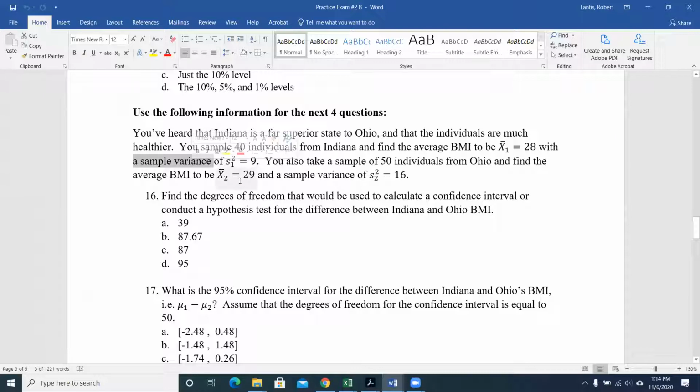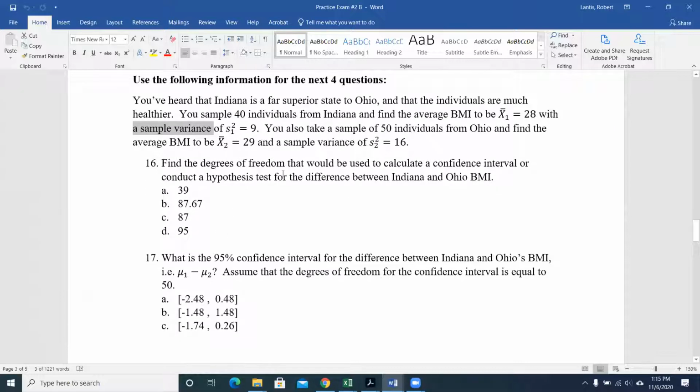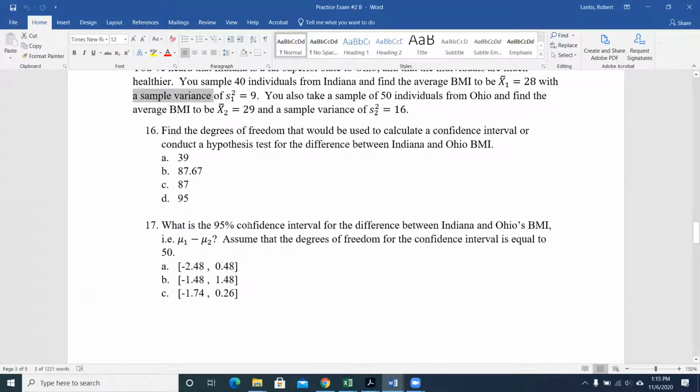Automatically, what distribution should we be thinking about? Student t, right? So what would my degrees of freedom be? I should have taken this problem off here. I told you I'm not going to make you do this, right? So we can skip 16. What is the 95% confidence interval for the difference between Indiana and Ohio?